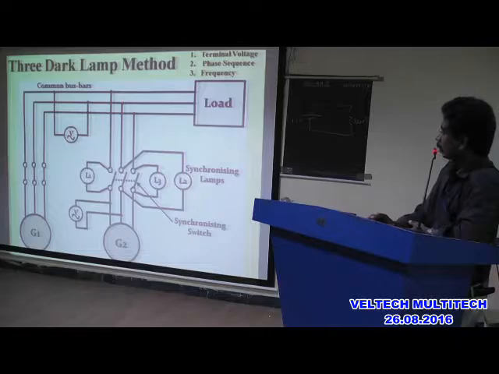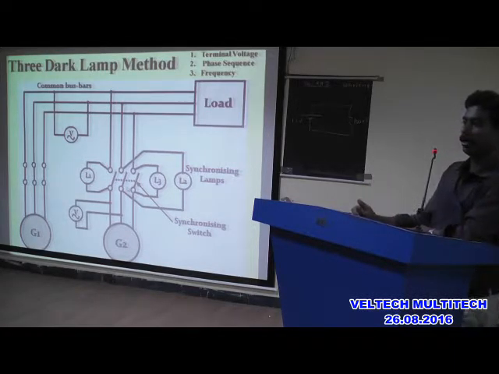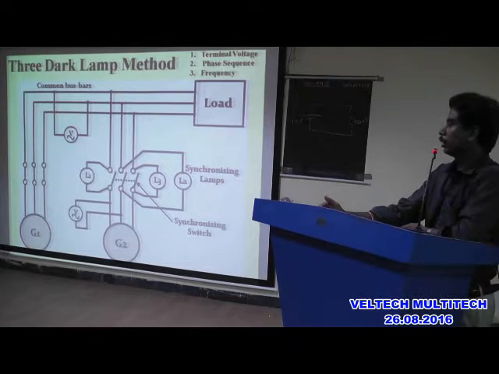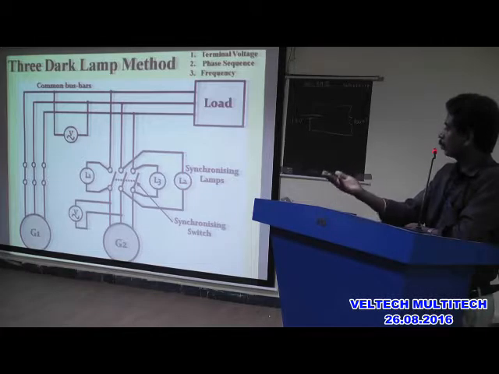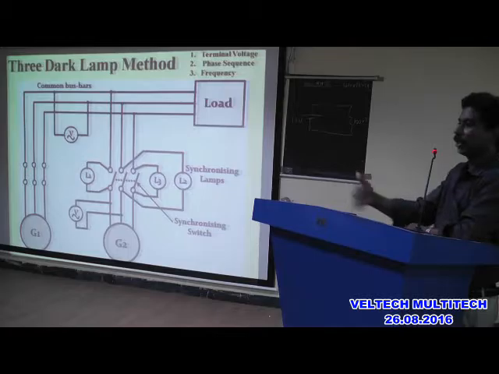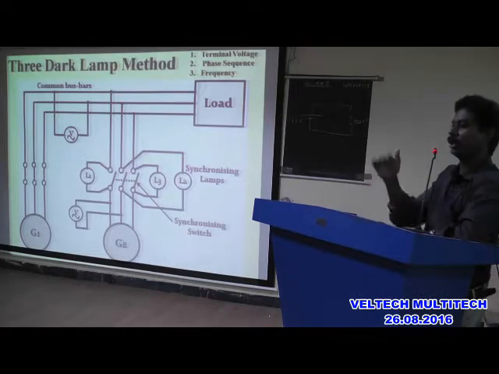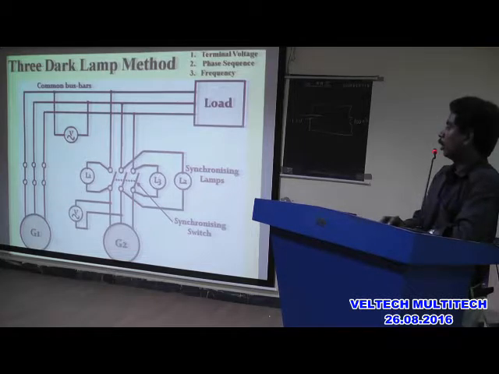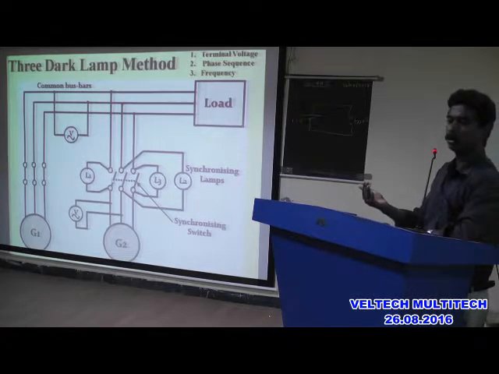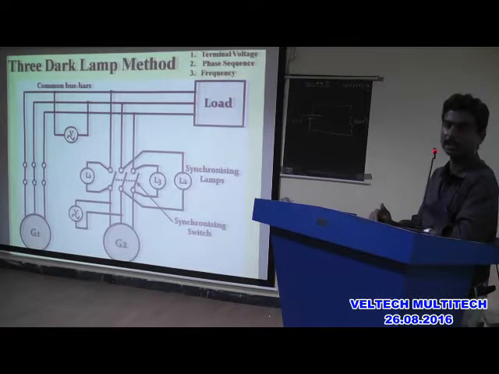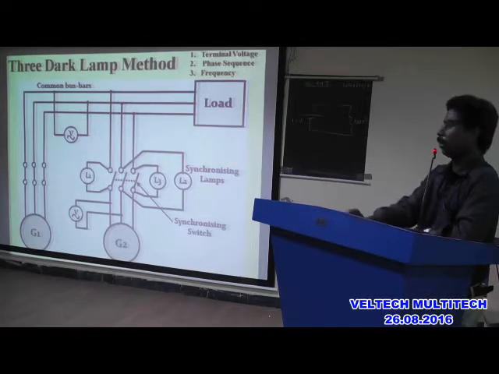Then the third one is terminal voltage frequency, the flickering rate. If the flickering rate is high, the incoming alternator is running fast or slow. By adjusting the prime mover of the incoming alternator, you can adjust the frequency. Once you satisfy all these three conditions, you can close the switch. You close the switch when these three lamps are in dark condition. That is why this is called the three dark lamp method.